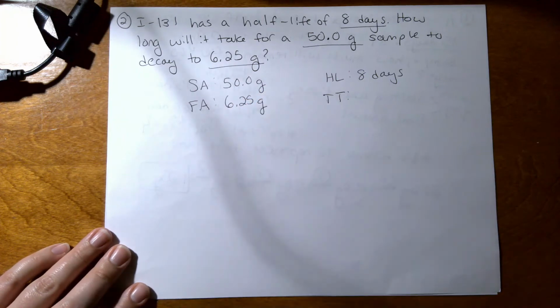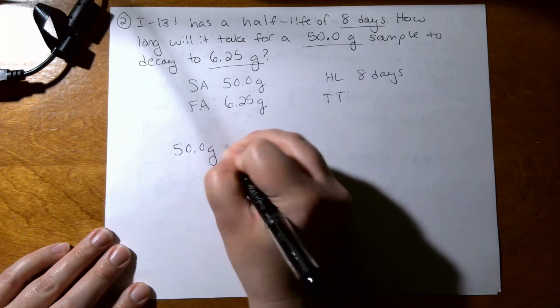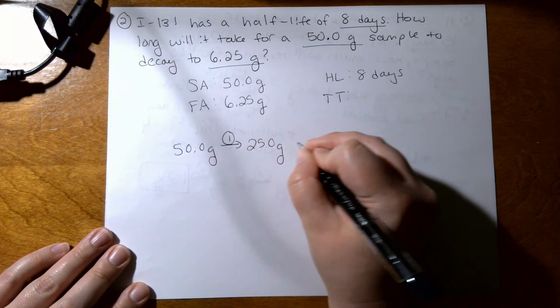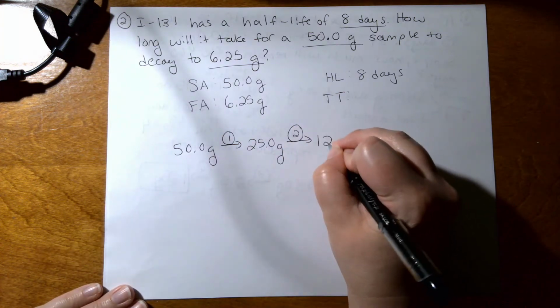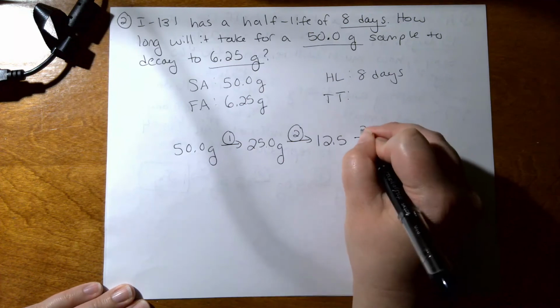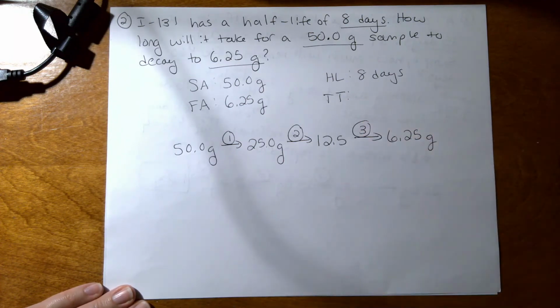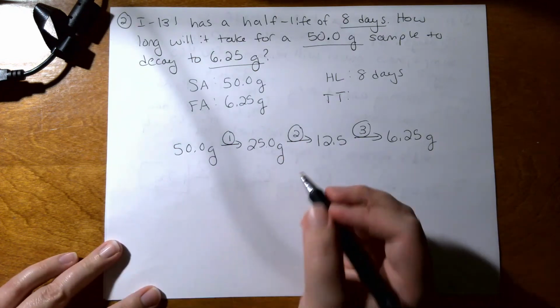And I know how long each half-life lasts. So what I need to do now is figure out how many half-lives it takes to get from 50 to 6.25. So after my first half-life, I'll have 25 grams. After my second half-life, I'll have 12.5 grams. And after my third half-life, I'll have 6.25 grams, which means that it took 3 half-lives to get from my starting amount to my final amount.